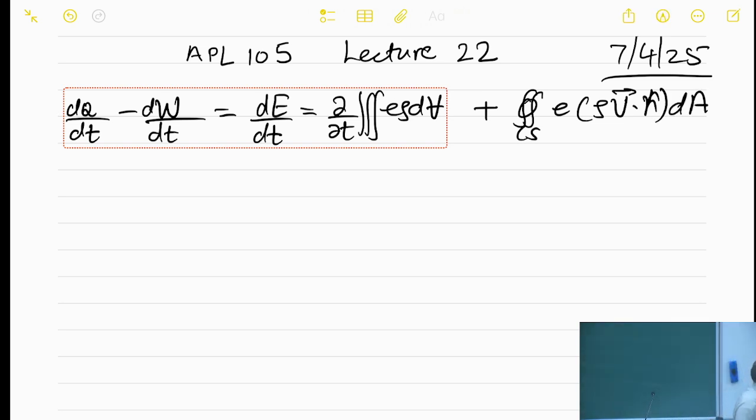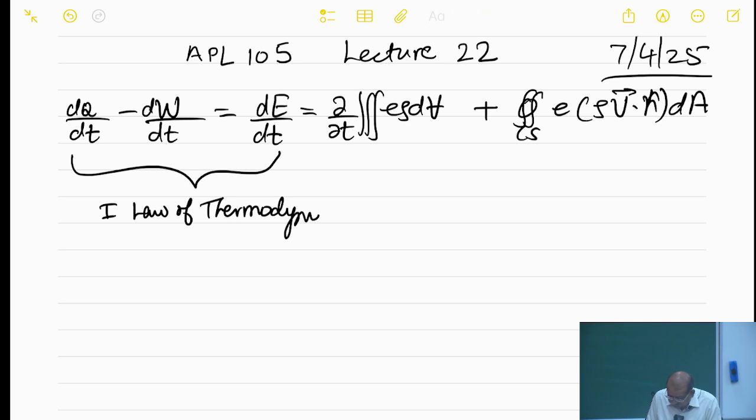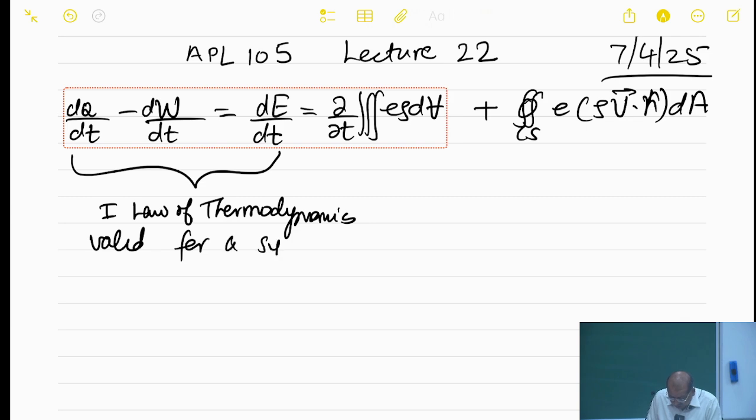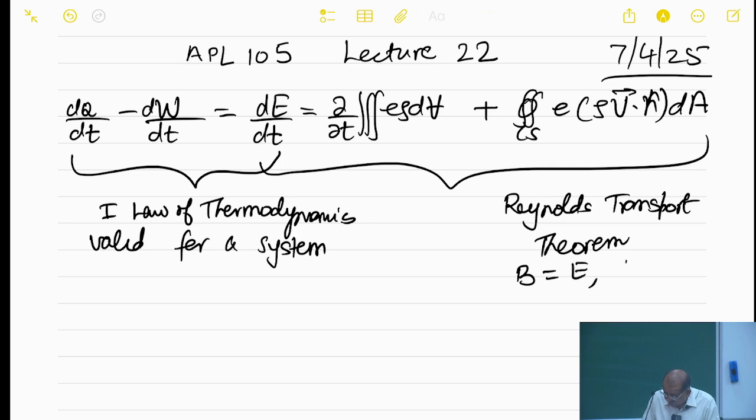This is the energy equation applied along with the Reynolds transport theorem. Here, if you look at it, this part is the first law of thermodynamics, valid for a system, and this part is the Reynolds transport theorem with B equal to E and beta equal to small e.